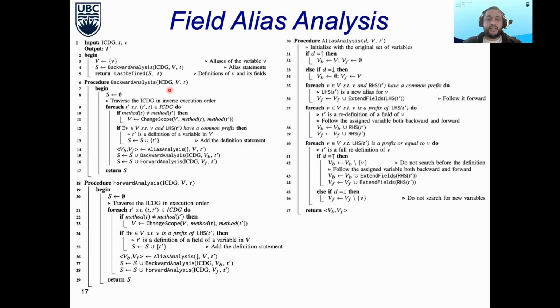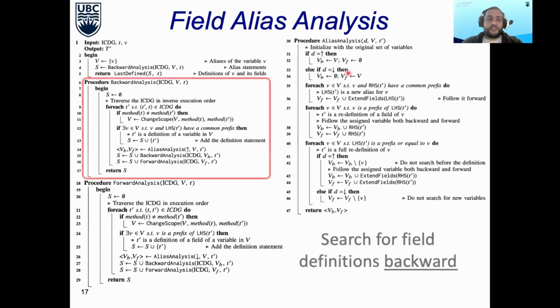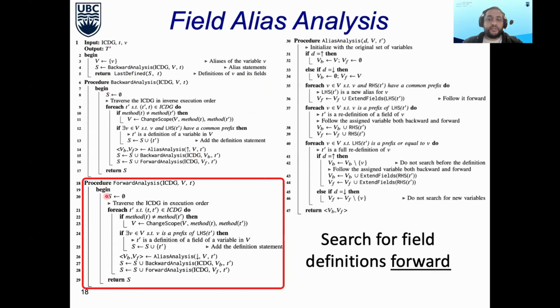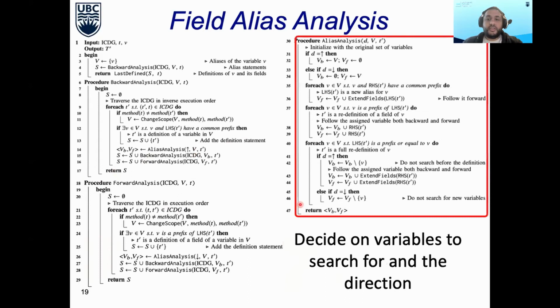The full field alias analysis algorithm is explained in the paper. And in summary, the algorithm has three main components. The first component is the backward analysis that traverses the trace backward. The second component is the forward analysis that looks for modifications of fields in the forward direction. The last component is to check every statement and decide on the variable to search for and which direction to search for them.